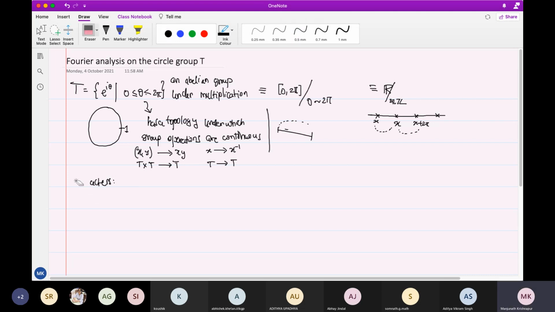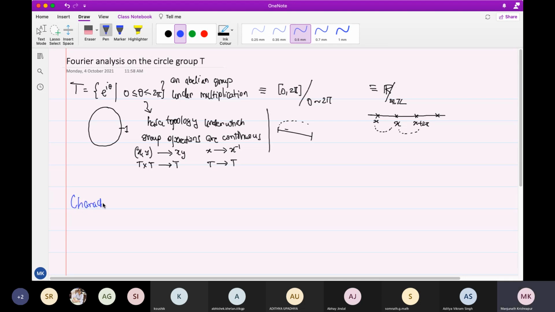Okay, the reason I mentioned it is later I will remark on the general situation, which is Fourier analysis on locally compact abelian groups, but we'll come to that. We'll stick to the circle group for now.